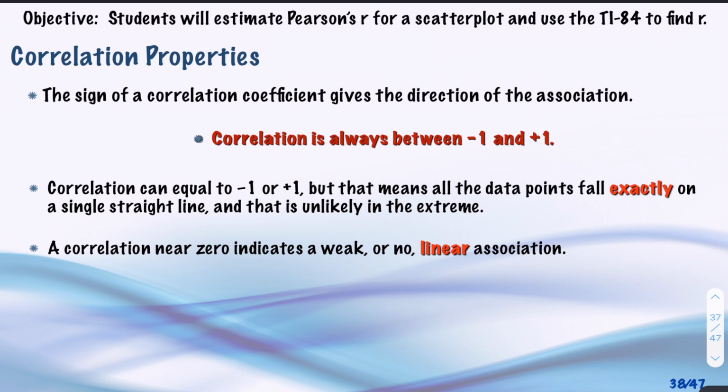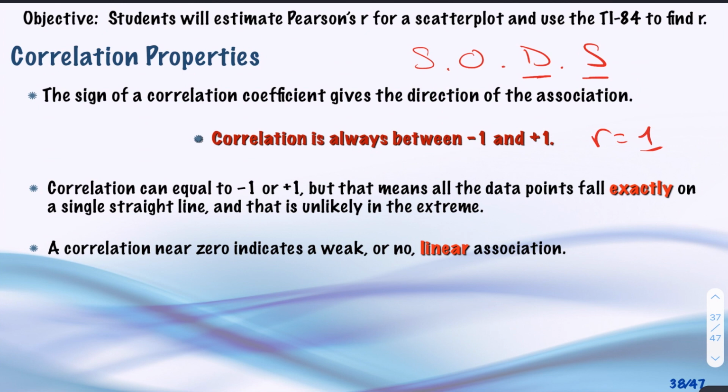So with correlation properties, the sign of a correlation coefficient gives the direction of an association. So think shape, outliers, direction, and strength. Our correlation coefficient will tell us the direction and the strength of our relationship. Correlation is always between -1 and +1. If our correlation coefficient is +1, then all of our points fit exactly on the line of best fit.